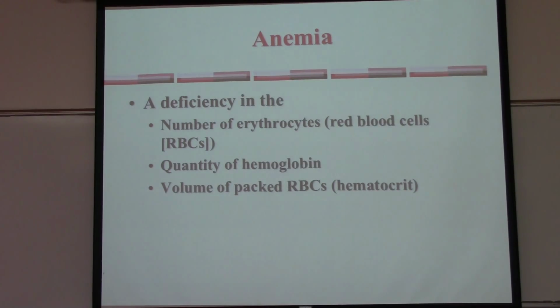By definition, anemia is a condition where there's a decrease in either the number of circulating RBCs, the amount of hemoglobin, the volume of RBCs per 100 mils, or a combination of these, okay? So it's not uncommon to have a combination.